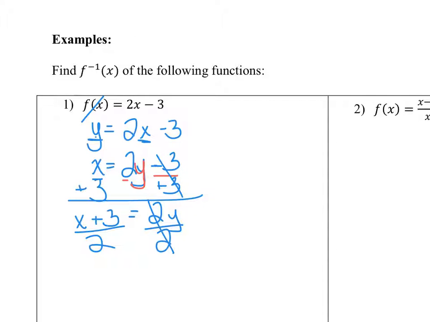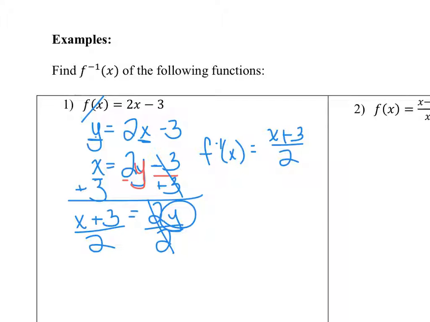That's the inverse. x plus 3 over 2 is the inverse. So we rewrite this with the function notation in place of y. So wherever that y is, that's left, we put the function notation. I just like to write it the other way around, and I get (x plus 3) over 2.